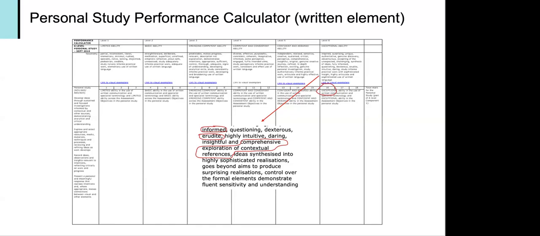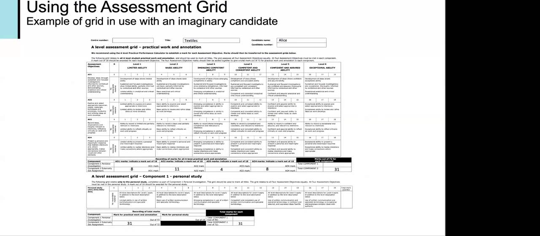Just a brief word about the assessment grid. The assessment grid is the official document that comes with the specification, and it was designed to accompany that, to record the marks, and that's really the purpose of it. Once you've marked the candidate's work, it gives you an outline of what limited, basic, emerging, competent, consistent, confident, and exceptional are, but really it doesn't go into any more detail than that. So it shows you what mark they achieved in each of those assessment objectives, and you're able to tally them up and add on the personal study if it's a component 1.